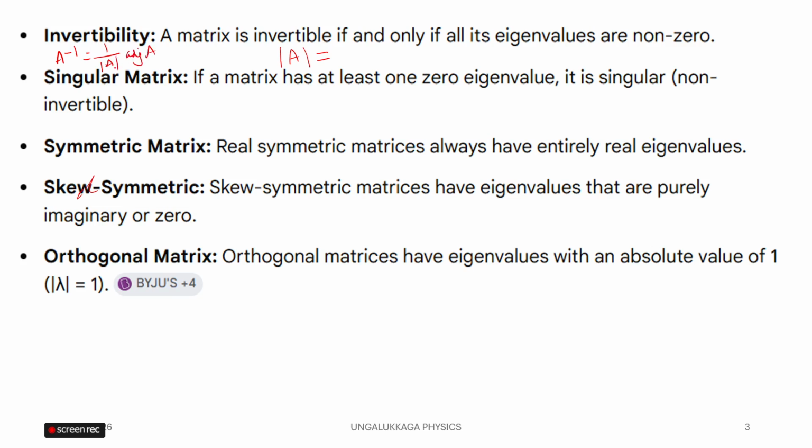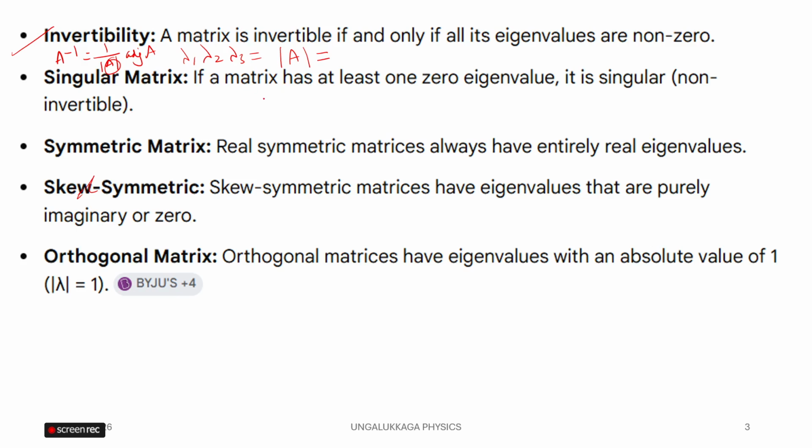If the determinant of A becomes 0, things will become infinity. We are not able to find the inverse. So similarly, in the case of eigenvalues, the product of eigenvalues is equal to the determinant of the matrix. So if that becomes 0, we already know that the determinant is 0, right? Then we have a singular matrix.